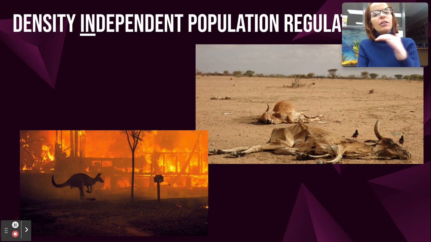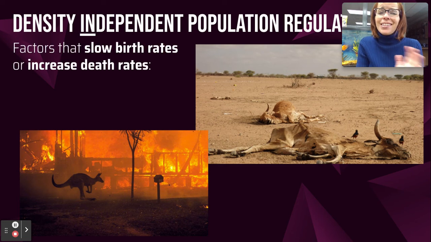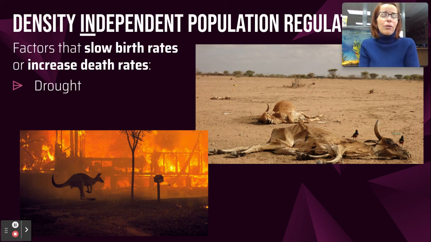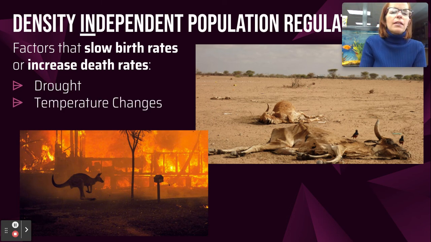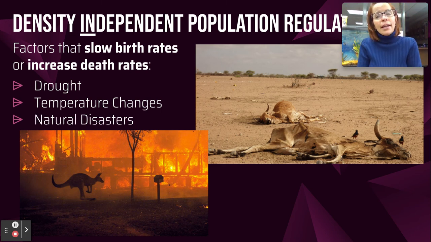And then something called density independent population regulation. This is not about how dense the population is. It's just things like natural disasters. So drought. It doesn't matter how populated or how big the population is. If there's a drought, everybody's affected. Temperature changes, global climate change, for example, and then natural disasters.